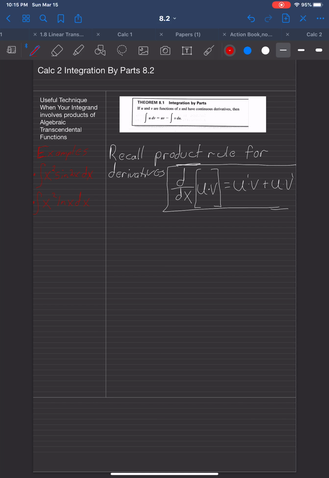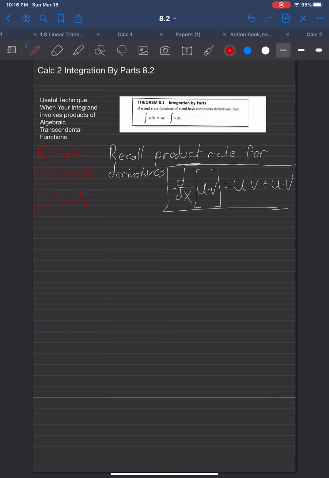So we're in chapter 8, 8.2 in the Larson textbook, and the topic is integration by parts. So what is it? We're going to tackle this a couple of different ways. This is a very interesting and useful technique. First, let me start with when you would use it. Then I'll jump into the nuts and bolts of how it works.